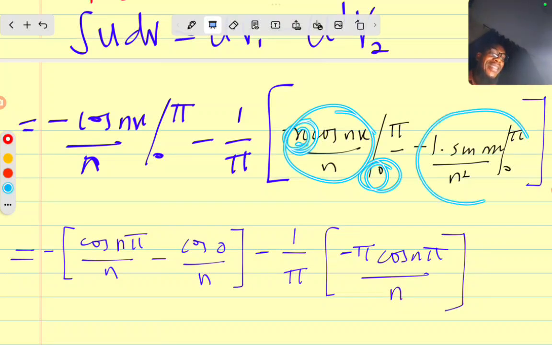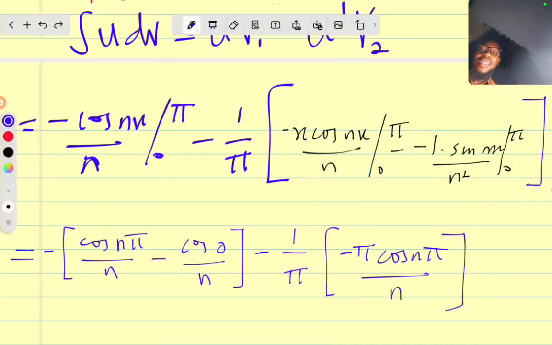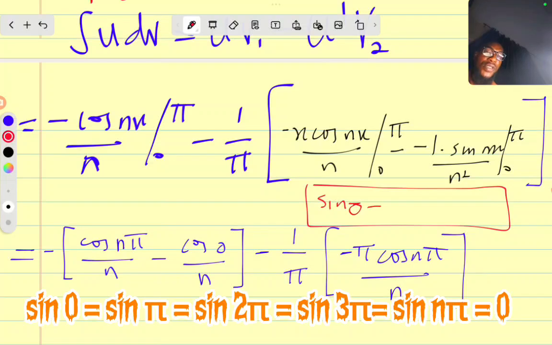And this particular part now, putting pi and 0, putting your upper limit and lower limit in front of sine, will make it 0, because we should recall that sine of 0 is always 0, which is the same thing as sine of pi, which is the same thing as sine of 2 pi or n pi. Let me put that n pi, we say that it is 0.